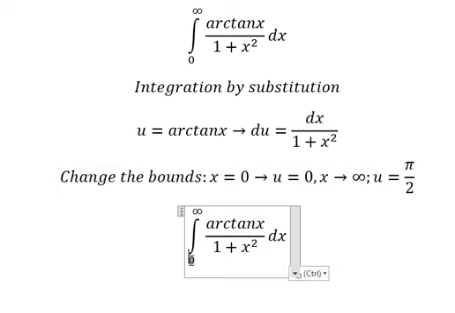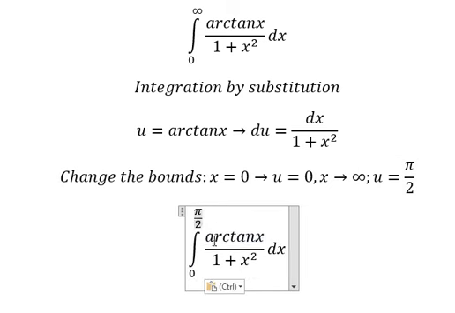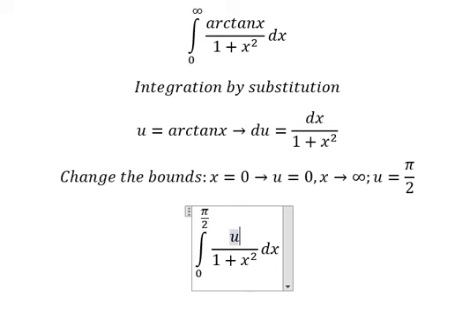So 0 we keep the same. This one we change to b over 2. Arctan(s) we change to u. This one we change to du.